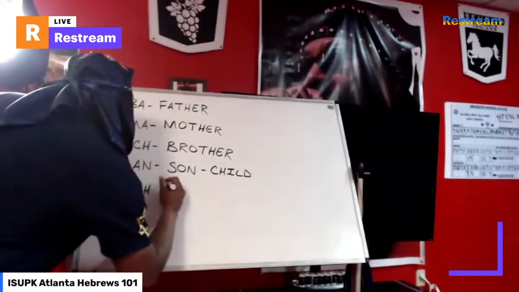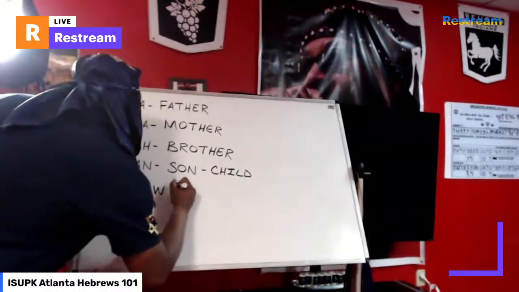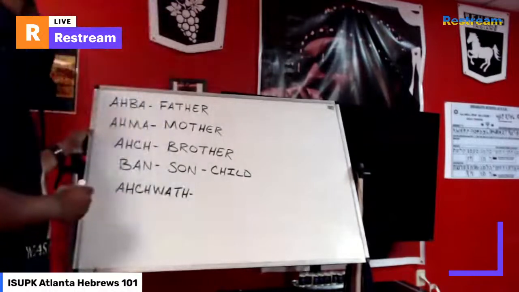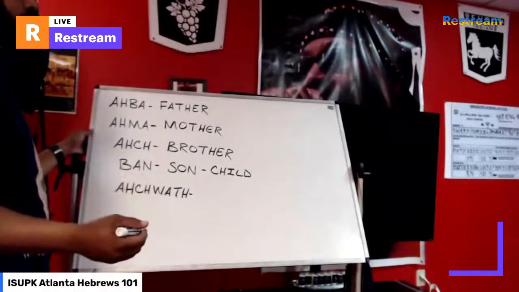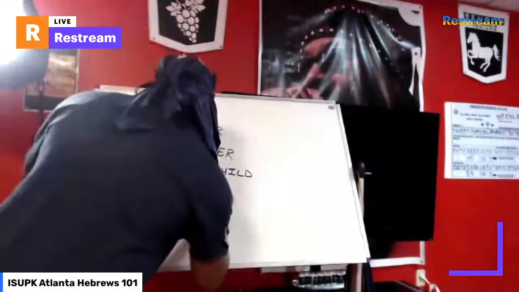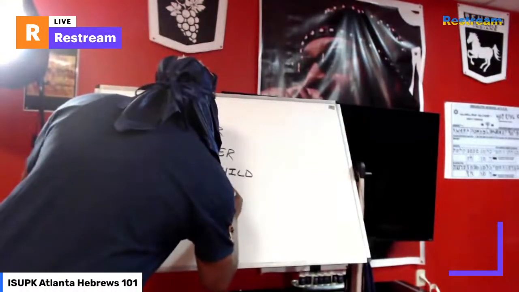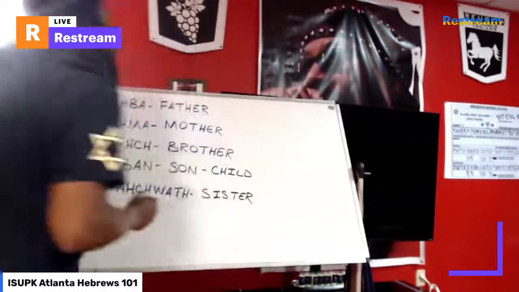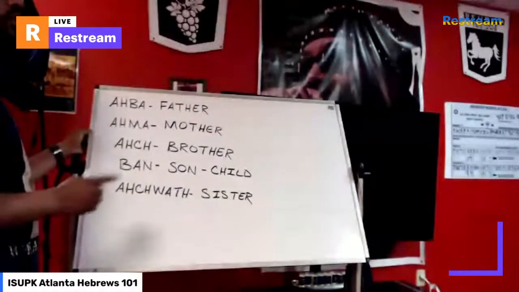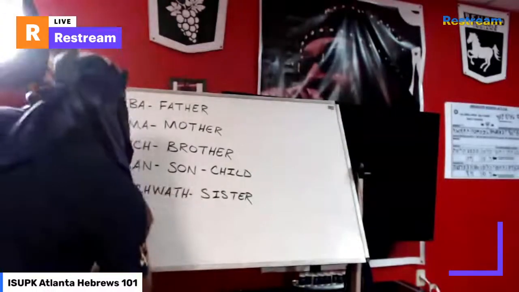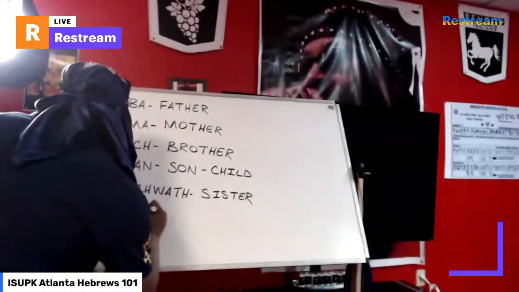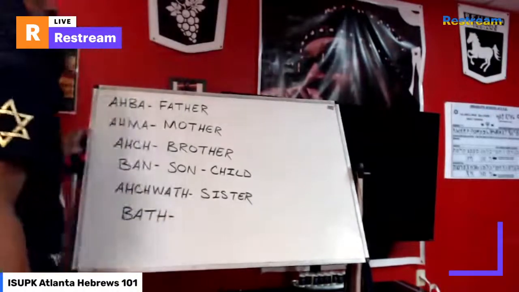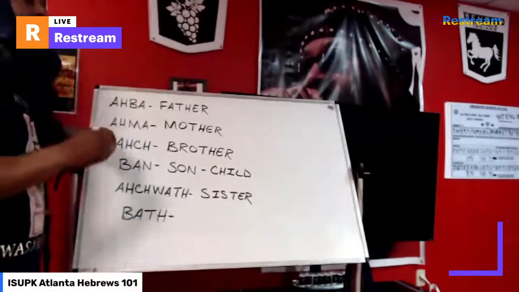Now, when we do that, achot is going to mean sister. All right. Achot means sister. And okay, so now let's see.